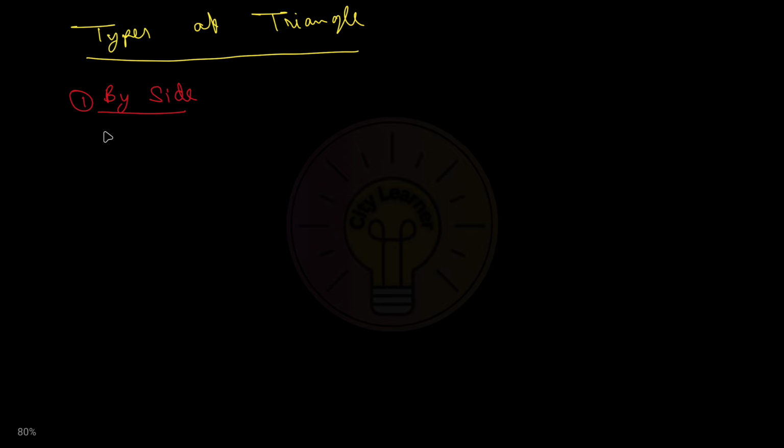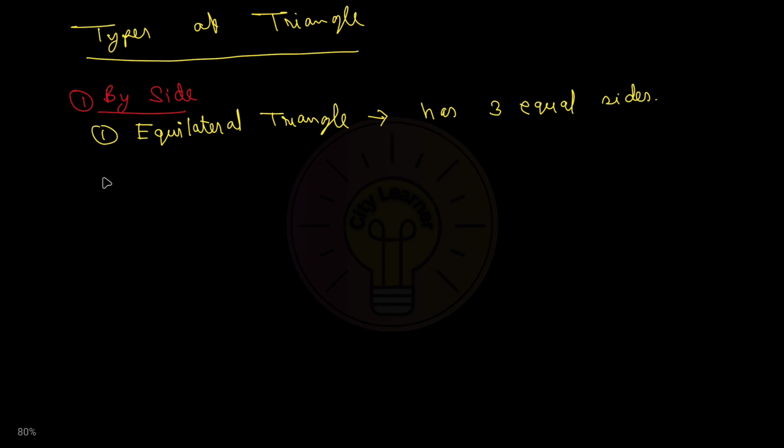the first one is the equilateral triangle. In an equilateral triangle, all the sides will be equal, hence all the angles will be equal, hence each is 60 degrees.